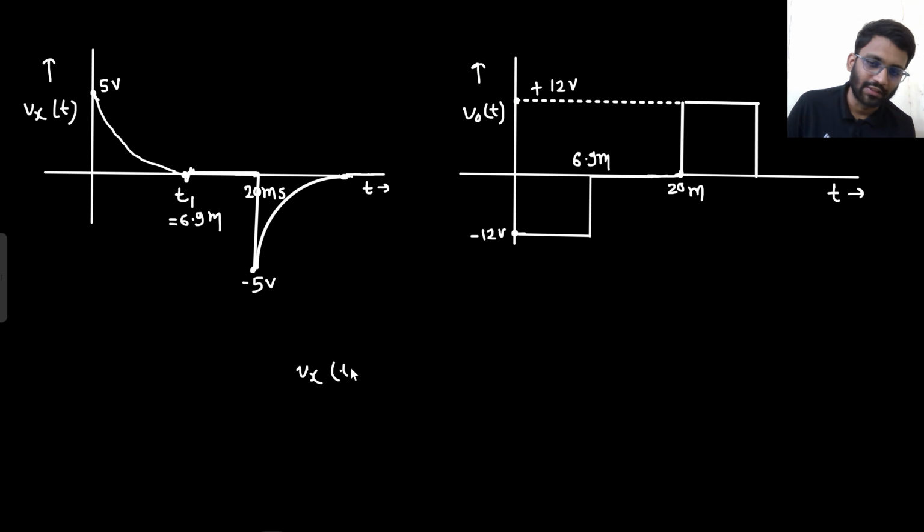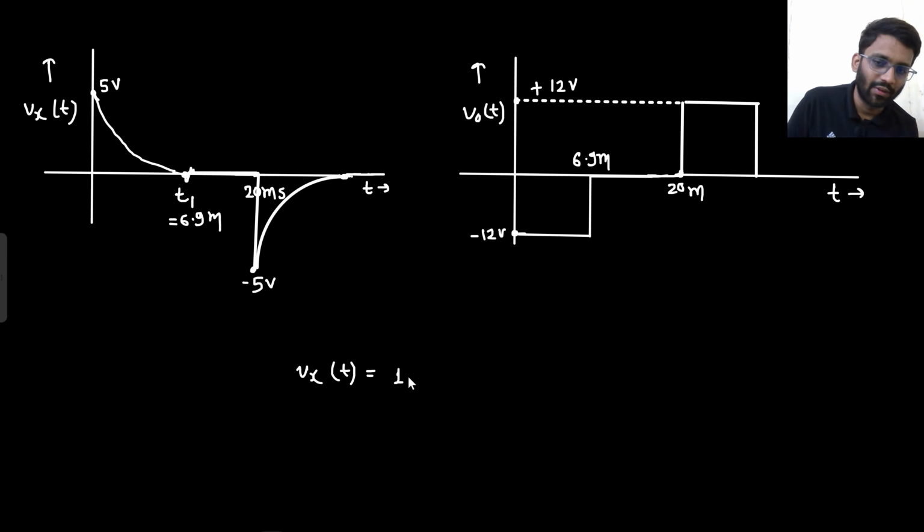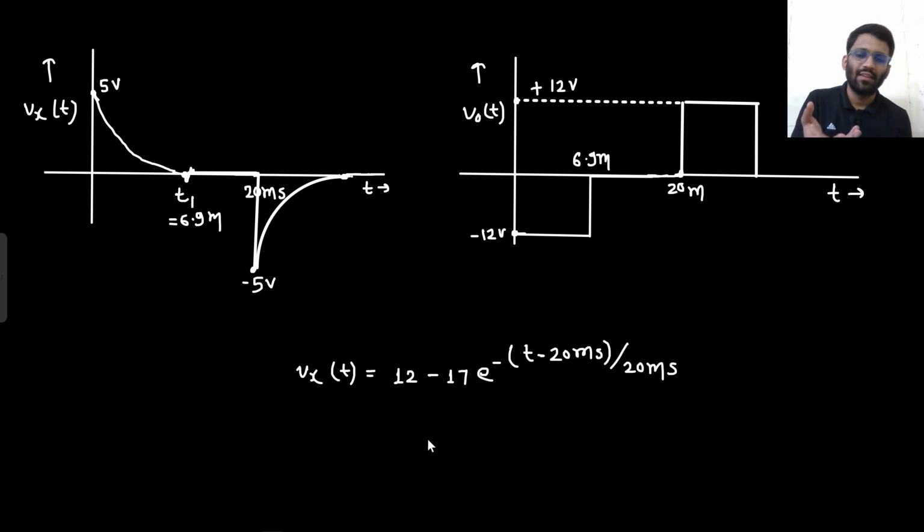We can write down the Vx(t) equation. It is trying to go to 12 volt from the initial value of -5, with time constant 20 millisecond divided by 2, which is 20 milli only. So this is the same equation only. If you solve it, at t equals t2, Vx2 will be equal to 0. The Vx node will be equal to 0. So what will the t2 value be?